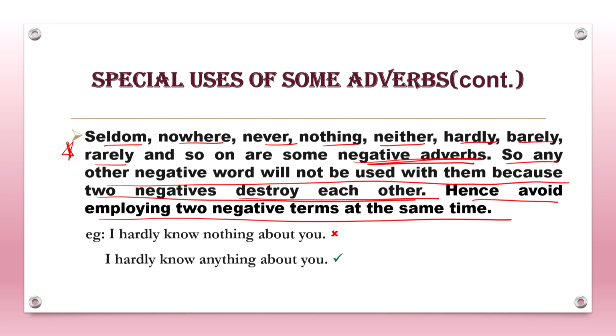For example, I hardly know nothing about you. As you know, hardly is a negative adverb and nothing is also a negative word. We will not use two negatives together, hence the sentence would be incorrect. The correct sentence is I hardly know anything about you.